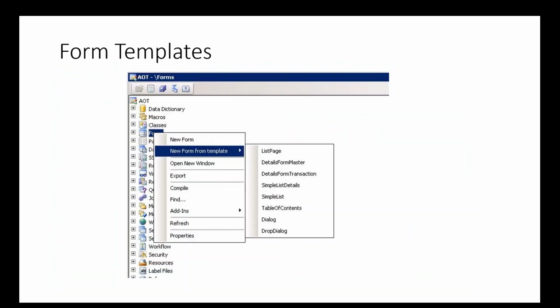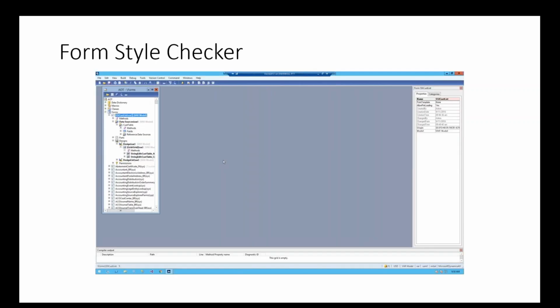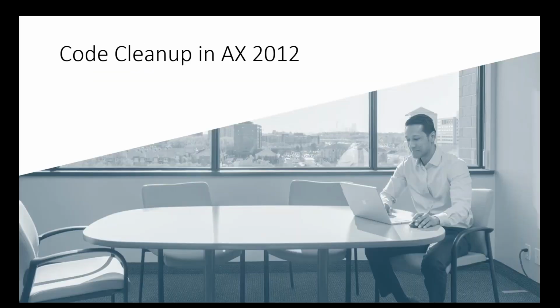You should be using form templates, because if you create a list page and used a form template inside of AX 2012, as part of the upgrade, that form template should transition into the new template that we use for our pages. So obviously using form templates is a really critical thing. Go through your objects and make sure that they are following the form template design patterns. Make sure that you're running the form style checker to ensure that those styles are accurate as you go through it. And then the other aspect of this is making sure that you do code cleanup too.